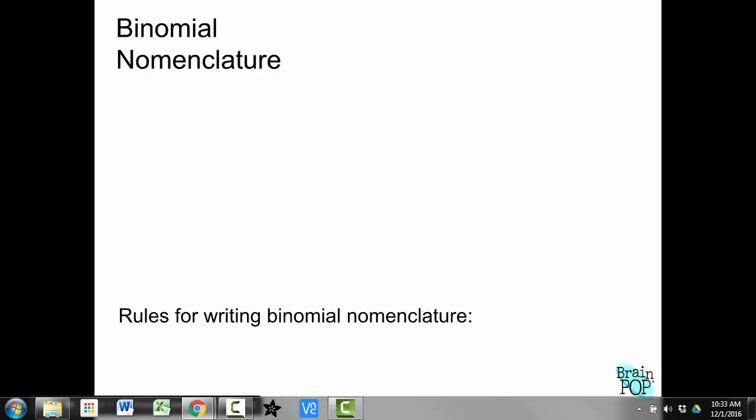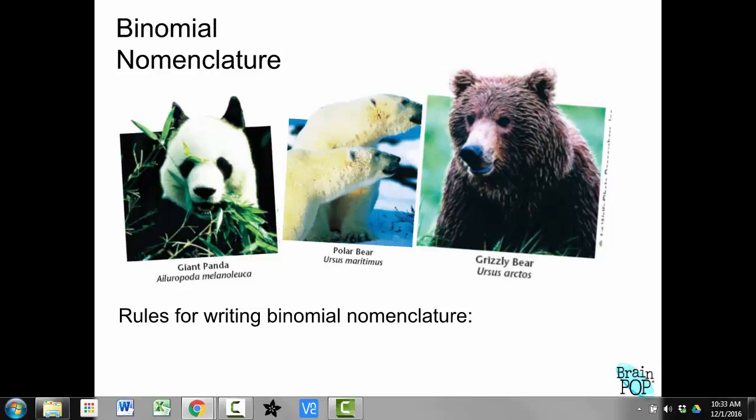We'll come back to that video in a moment, because I want to just finish this last slide. So, this process of giving all organisms a two-part name is called binomial nomenclature. Here are three types of bears. We talked about them. Panda bear, polar bear, grizzly bear. Here are their binomial names.